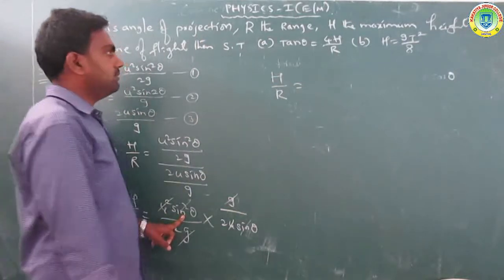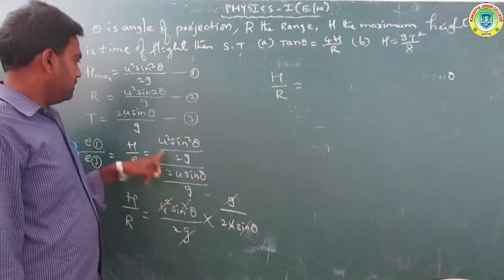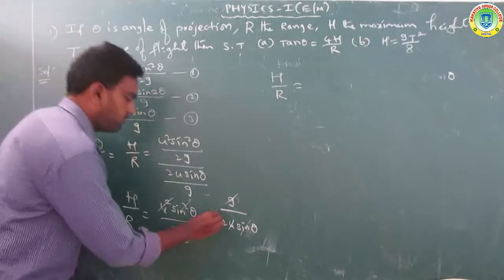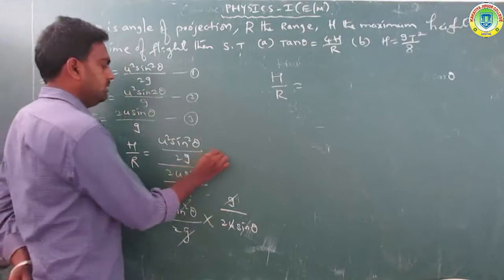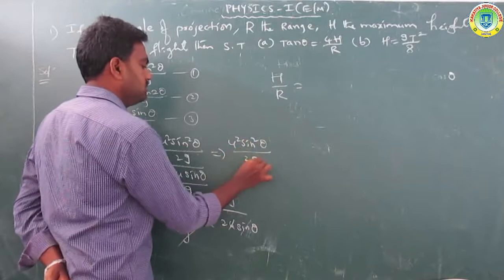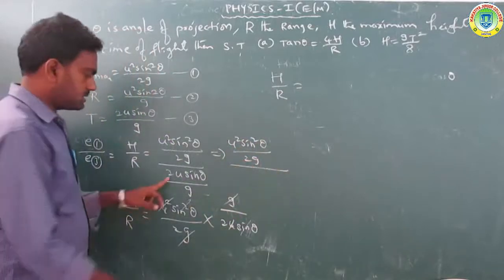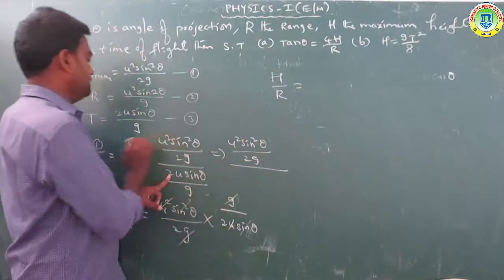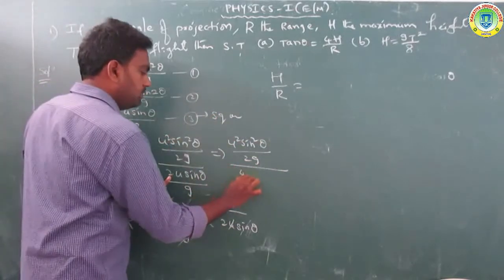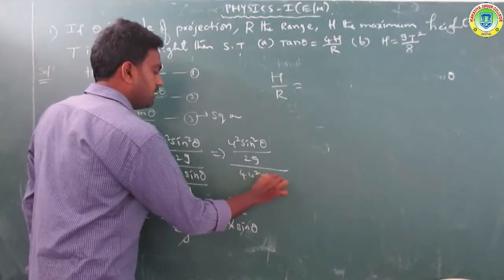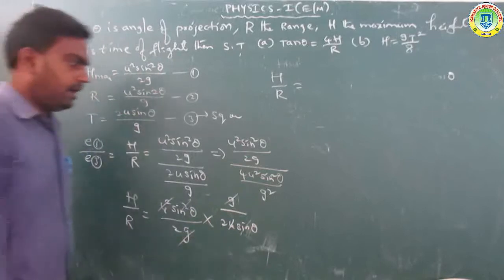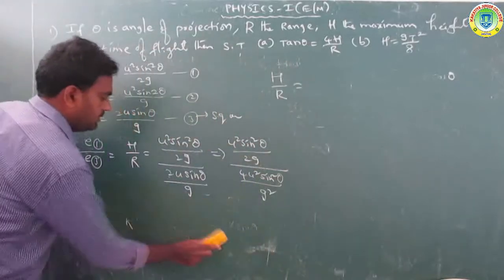So taking one of the equations, 2u sin theta by g, we square both sides. Squaring gives the equation u square sin square theta by 2g. Next, squaring on both sides of equation 3, squaring gives 4u square sin square theta by g square. Okay, clear that. And so now we can write the equation.